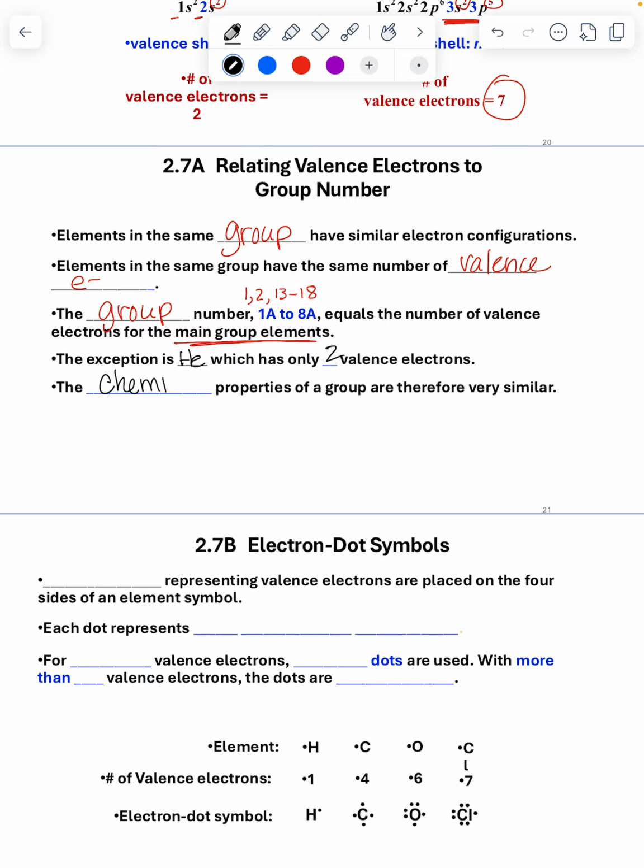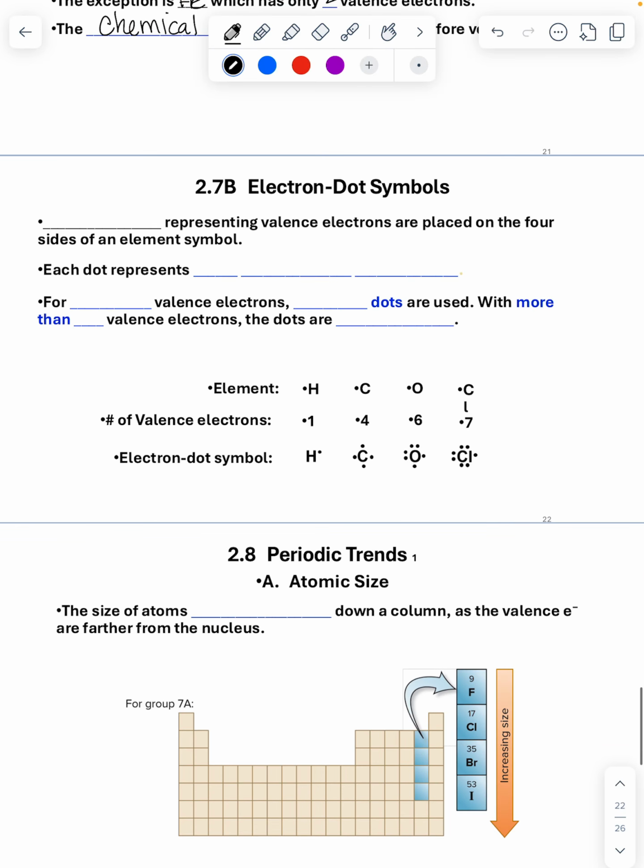One thing that we can do with valence electrons is to draw something called an electron dot diagram, or electron dot symbol. In this symbol, the dots represent the valence electrons. Each dot represents just 1 valence electron. If you have 1 all the way up to 4 valence electrons, then you will just have a single dot around each side of the element. If you have more than 4 valence electrons, then the dots are paired.